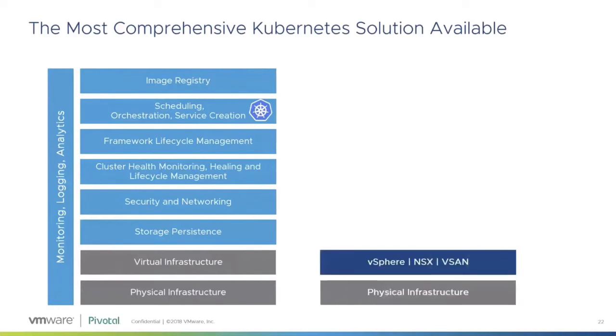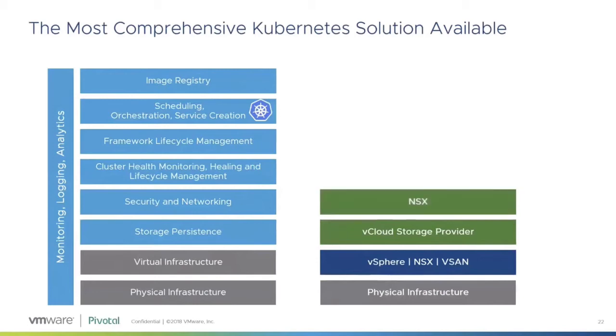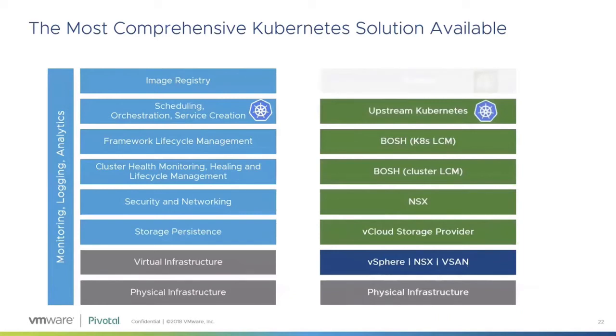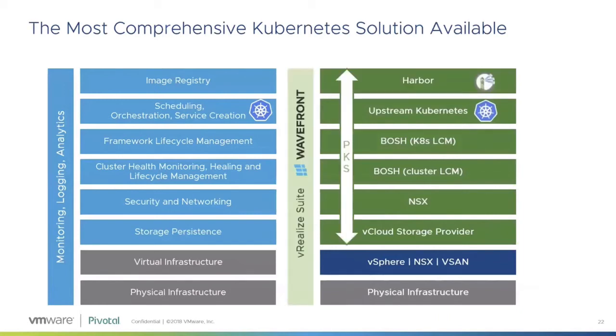And in this case, we've got our software-defined data center with vSphere, NSX, and vSAN. As we start to build this up from storage persistence, we've got a vCloud storage provider as a part of Kubernetes. Of course, NSX for the Kubernetes networking. We've got BOSH for the life cycle of our vanilla upstream Kubernetes. And we also have Harbor, which is a container registry. And so you can see PKS covers a lot of this technology that you don't have to worry about integrating.